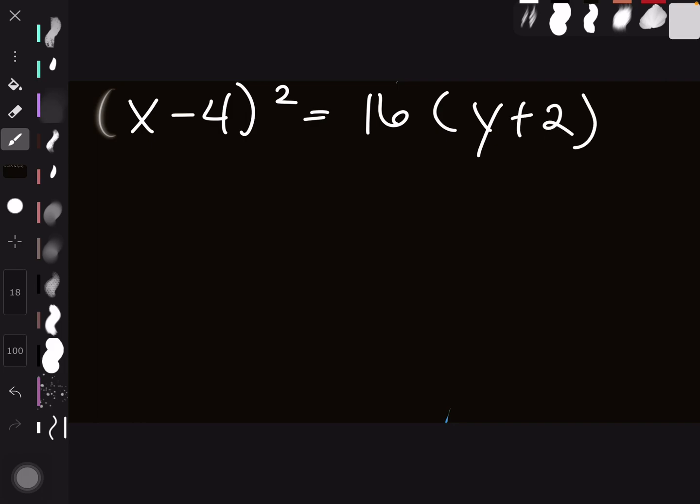Hello, so today we will be discussing graphing parabolas using this equation. Our equation is (x - 4)² = 16(y + 2). First, we're going to identify the vertex. You just use the transpose and additive property, which will give us 4 and negative 2 based on the x and y values.